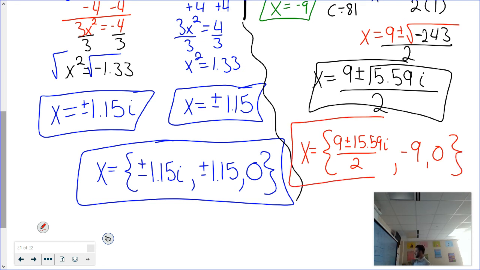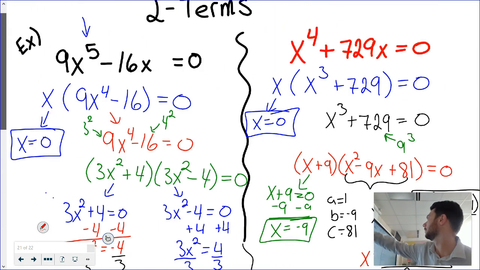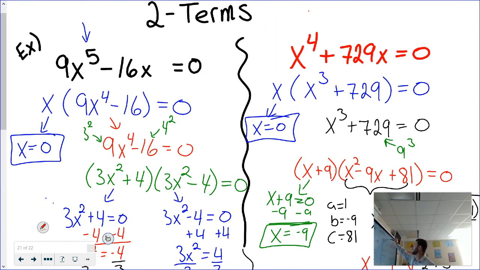In red here, this is a total of 1, 2, 3, 4 answers. And if you look back into what we started with, we have 4 answers. That should always happen. So that's anything that you see that has just 2 terms in it. Those are the only ways we can solve these with 2 terms.